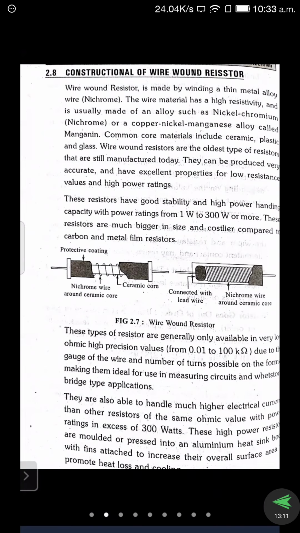So first we are taking the ceramic core, or it is also called a rod. So on that we are placing the nichrome wire, or we wound it. Wound is nothing but placing it in a rotating order side by side, that is what we call winding. Right? So then after that we are placing the nichrome wire.